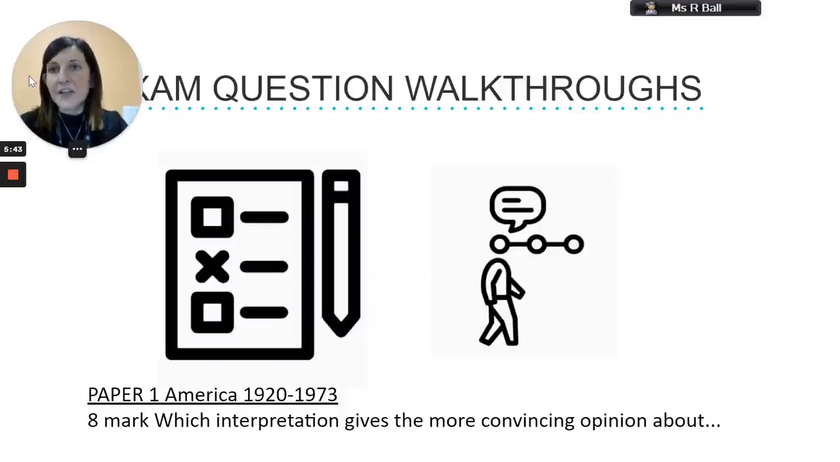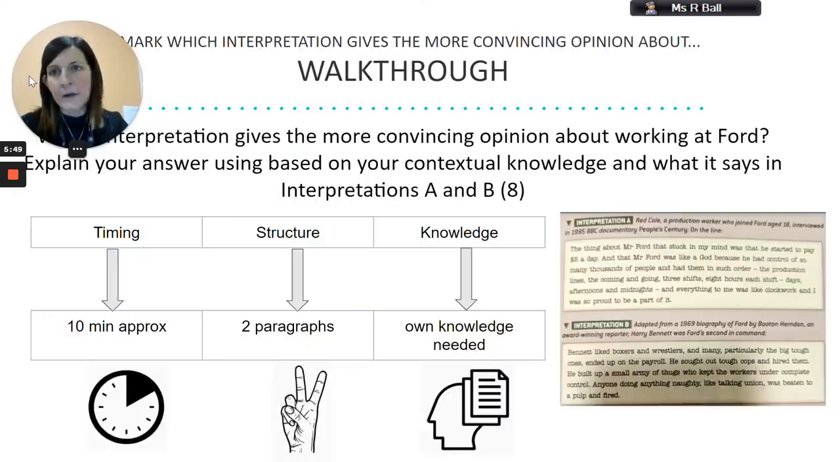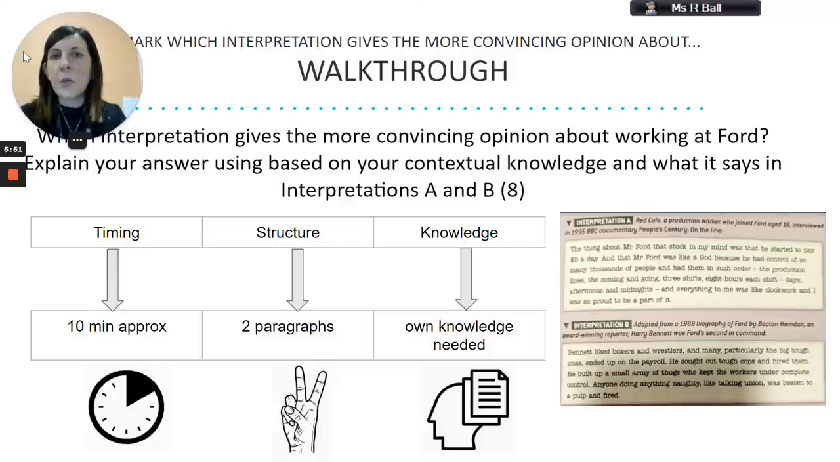The third question also relates to the same two interpretations, but this question is worth 8 marks, and it's asking you which interpretation gives the more convincing opinion about working at Ford. And for this answer, because it's 8 marks, you will need about 10 minutes. You will write 2 paragraphs, and you will need to use your own knowledge again.